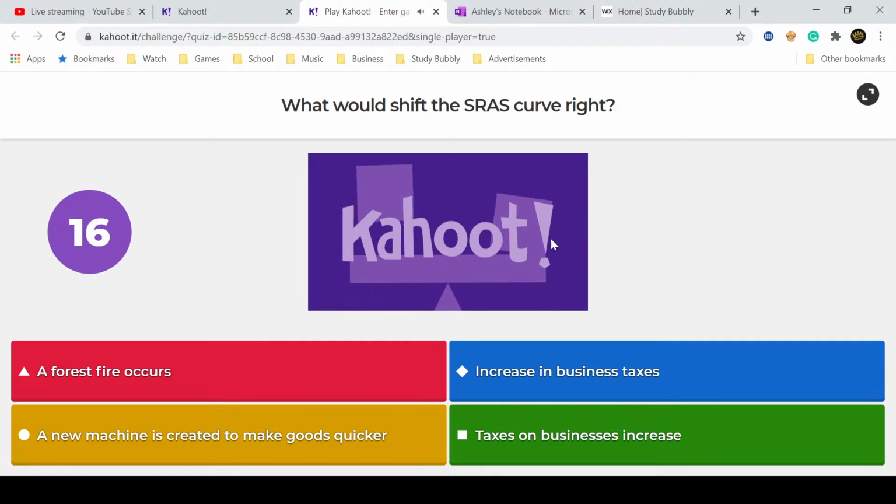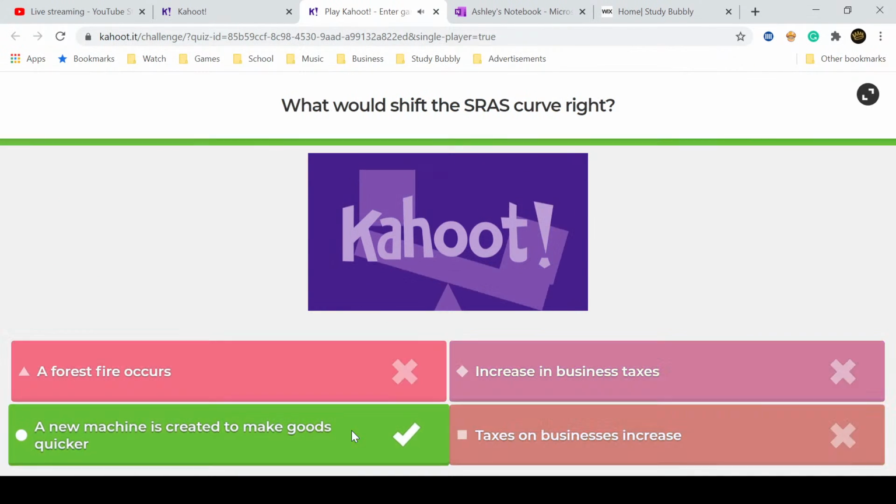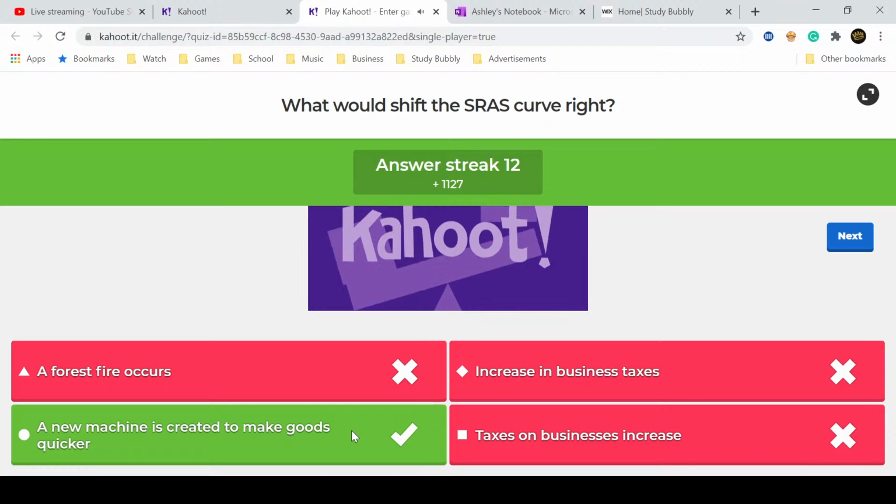SRAS curve, right? Okay, so a new machine that is created to make goods quicker, that would shift the short-run aggregate supply curve, right? Because you can make more supply quicker because new technology always shifts short-run aggregate supply, right? Taxes on business, realize I put that twice. Anyways, taxes on businesses. That would shift it left because if there's more taxes on businesses, the less they'll be able to supply because it costs more to create supply.